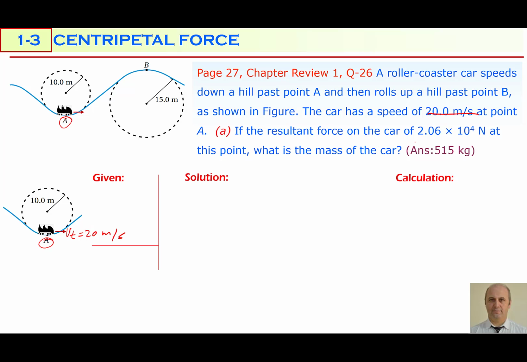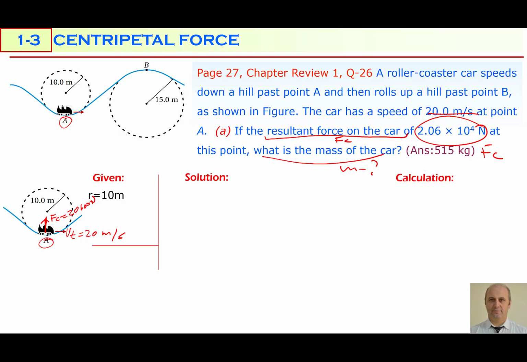If the resultant force on the car is 2.06 times 10 to the power of 4 Newton at point A, the resultant force acting on the car, and remember, the resultant force acting on the car is what? Centripetal force, Fc. 2.06 times 10 to the power of 4 Newton. This is the centripetal force at point A. What is the mass of the car? Mass is the question here. And we know that centripetal force, the resultant force, always points towards the center. That's why it must be acting towards the center on the car. And its value is 2.06 times 10 to the power 4, which is 20,600 newtons.